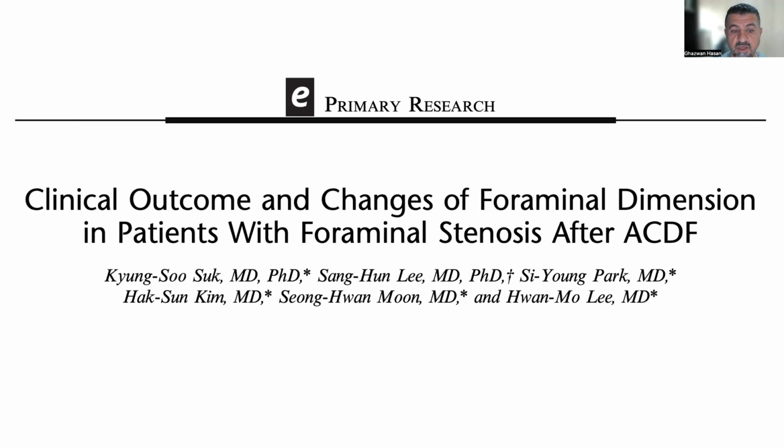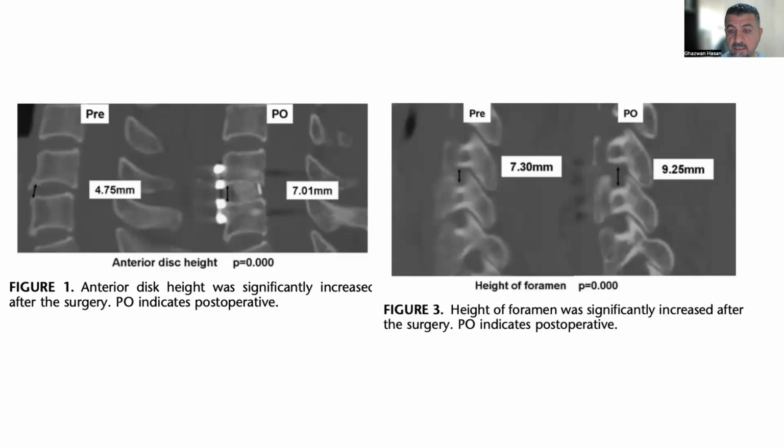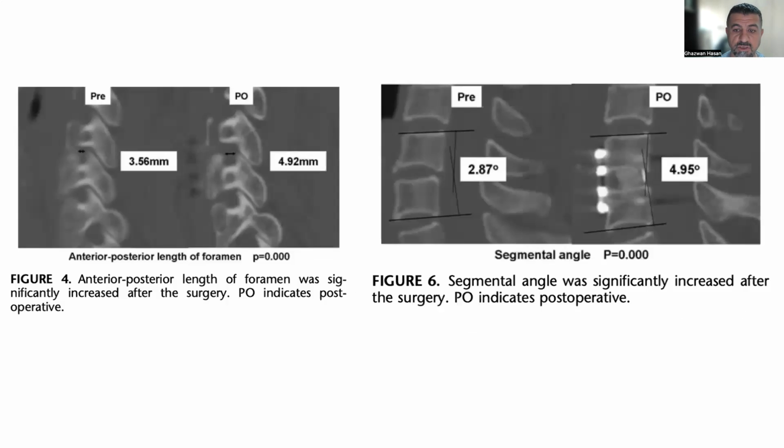And this is the outcome that they show, which offers the foraminal dimension in the patient with foraminal stenosis after the ACDF. This is the study. They show that the disc height increased from 4.75 millimeters to 7 millimeters, and also the foramen from 7 to 9, which gives us the strong conclusion that this technique will work. And it also preserved the lordosis, as we see here in this study.